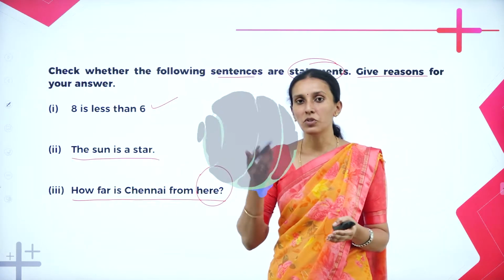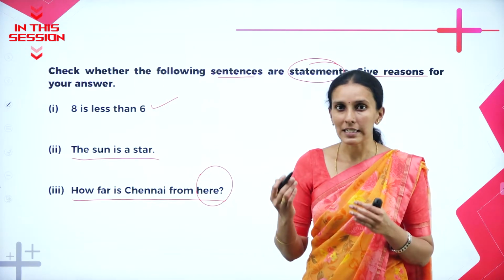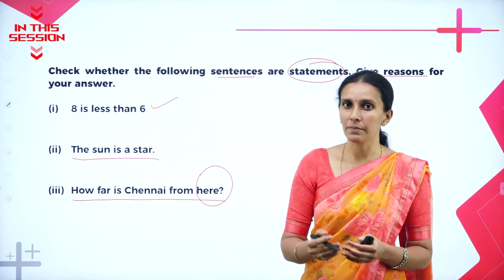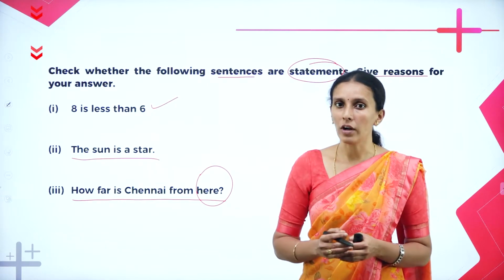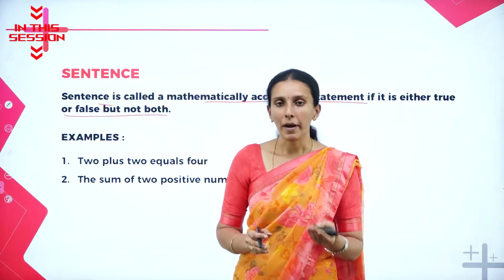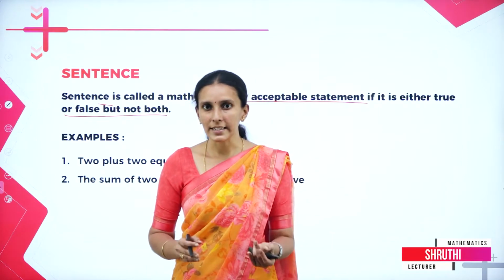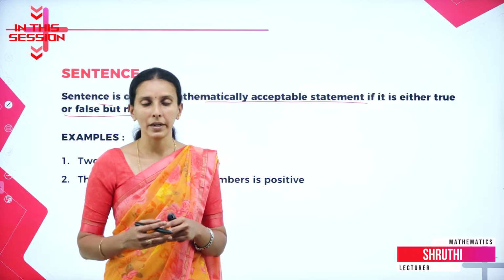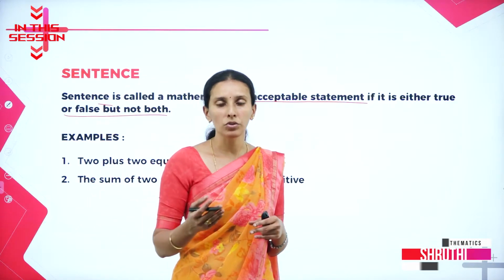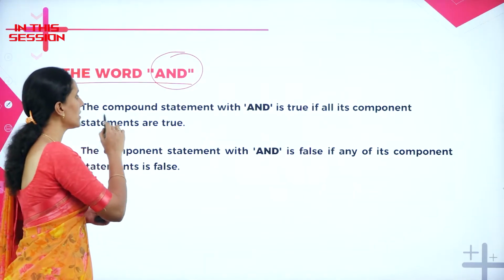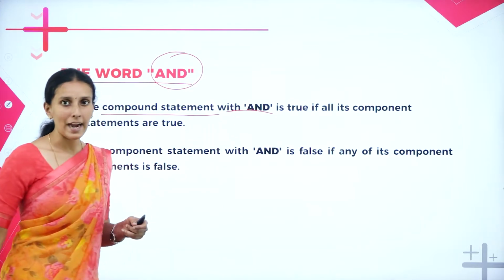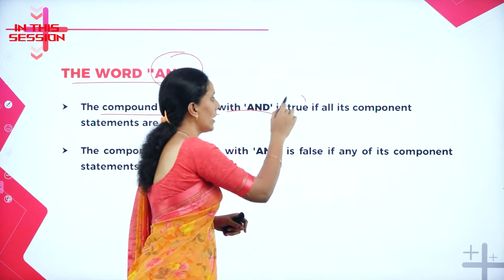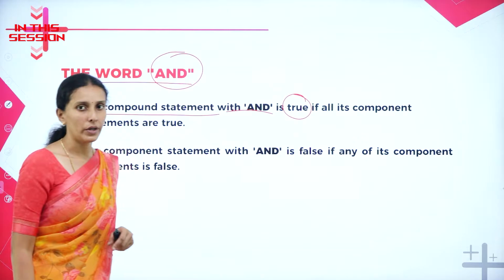We can accept many sentences as mathematically acceptable sentences, which are called statements. A mathematical statement is nothing but either a true statement or a false statement, and it cannot take both values at the same time. The compound statement containing "and" is true if all its components are true.